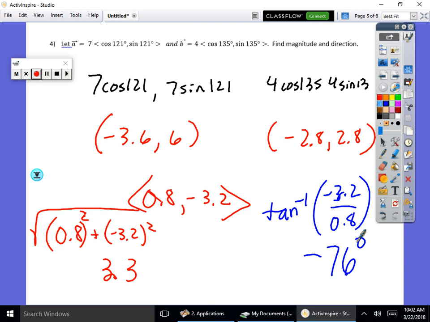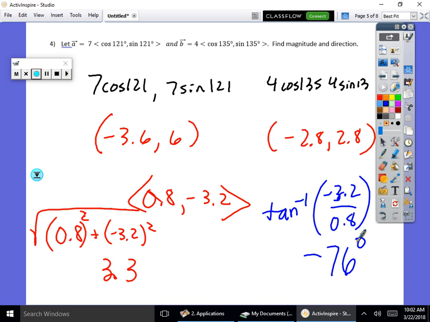Okay? So we simplified this to a component. We had two components. We subtracted the components, got a single component. We found the magnitude of the component by squaring each piece and summing it up and then square rooting. And then we basically did the slope of the component, tan inverse. Good?